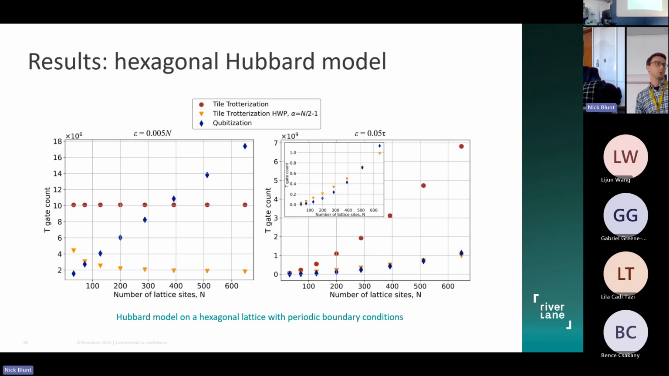On the right is with fixed target accuracy, and so here qubitization does a bit better. Remember that qubitization has better scaling with epsilon, and so the exact crossover point between these two methods will depend on how you choose that epsilon. But here there's a crossover at n is 500 or so.